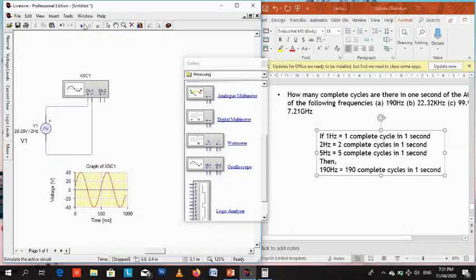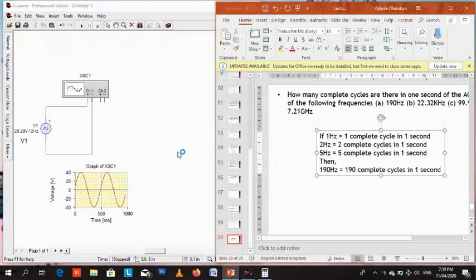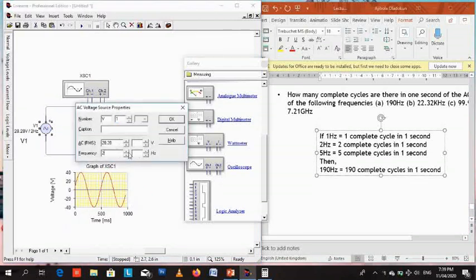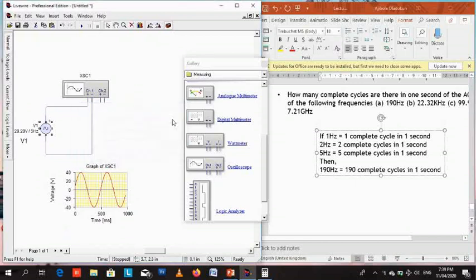Because our frequency has changed to 2 hertz, we have 2 complete cycles in 1 second. One cycle starts once the voltage starts from 0 and ends in 0. That's 1 complete cycle. Up and down. So let's go to 5 hertz. So 5 hertz should be 5 complete cycles in 1 second. Let's see if that is the case.